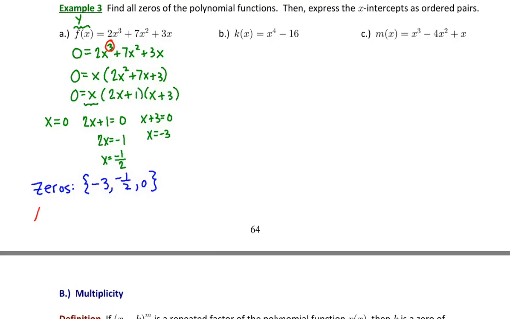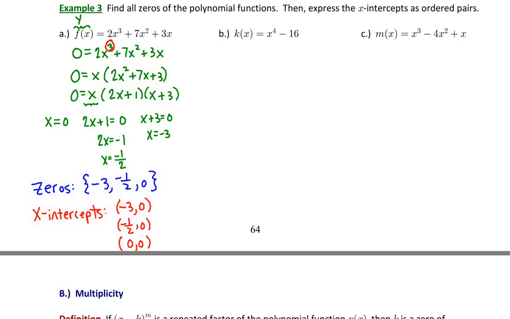Now, we're going to dress them up a little bit to turn them into x-intercepts. So the zeros are the x-coordinates of the x-intercepts of this polynomial graph. So our x-intercepts would be ordered pairs (-3, 0), (-1/2, 0), and (0, 0). So again, zeros and x-intercepts are related. The difference is how we notate them.